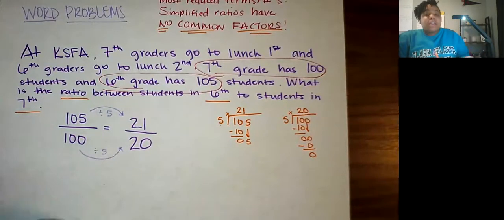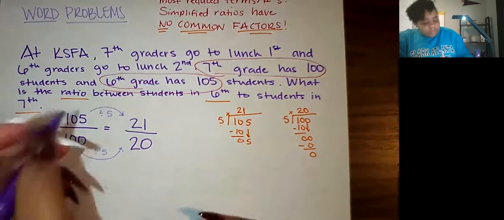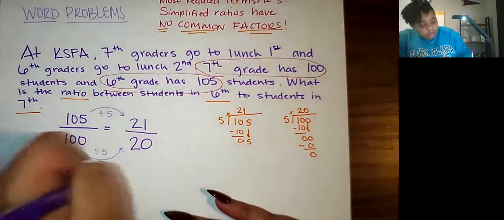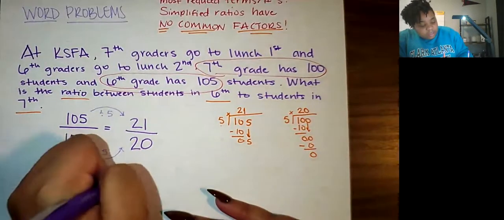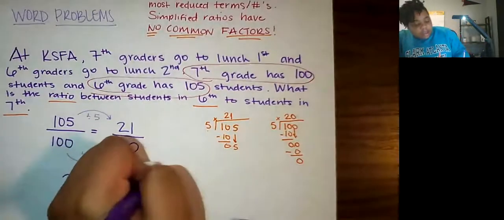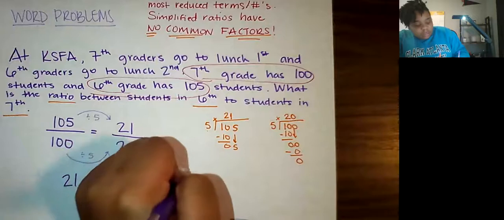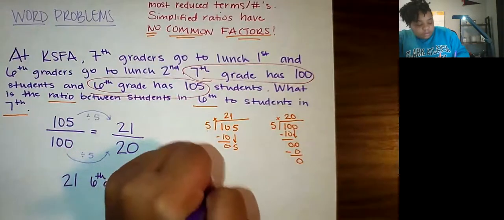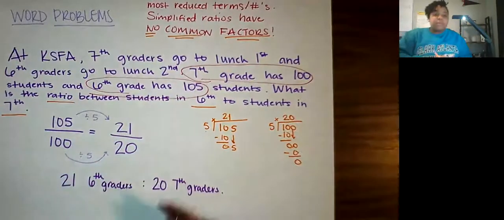So I'm going to say in my final ratio that there are 21 sixth graders to every 20 seventh graders. And I'm done.